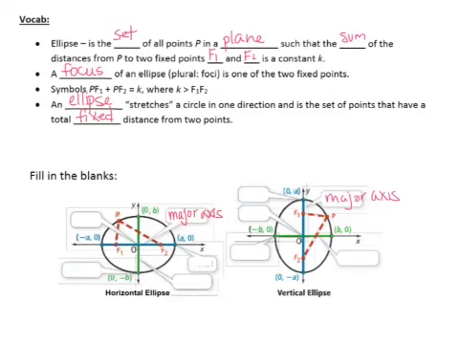Now its midpoint, the midpoint of the major axis, is the center of the ellipse. So here's our center, and here's our center. The minor axis is perpendicular to the major axis at the center. So this is our minor, it's perpendicular to the major, and here's our minor for the horizontal.